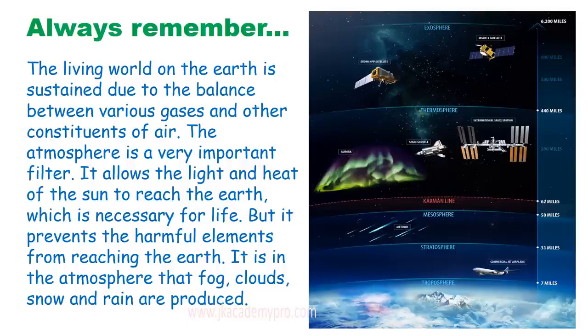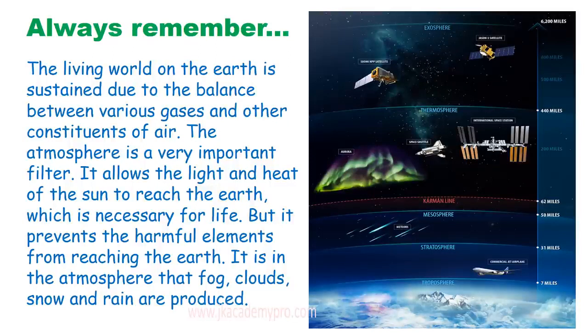We just learned that air comprises many gases and each of these gases has a fixed proportion. That is, the percentage that it is present in the air is fixed. Now, the living world on the earth is sustained, that is, it can live on this earth due to the balance between various gases and other constituents of the air. All these gases should be in their fixed proportion. It should not be more than what is required or less than what is required. Otherwise, all living things will not be able to live on this earth.